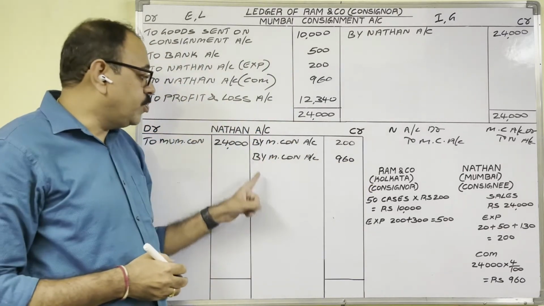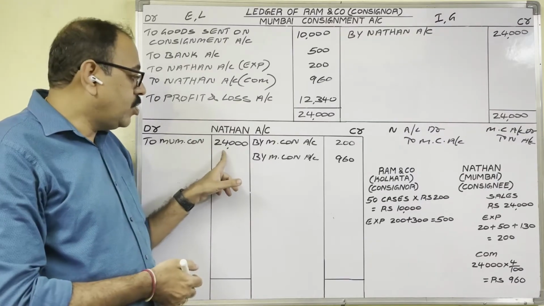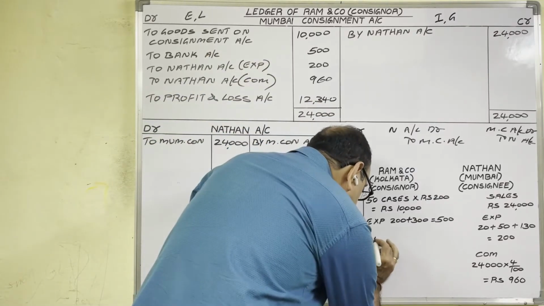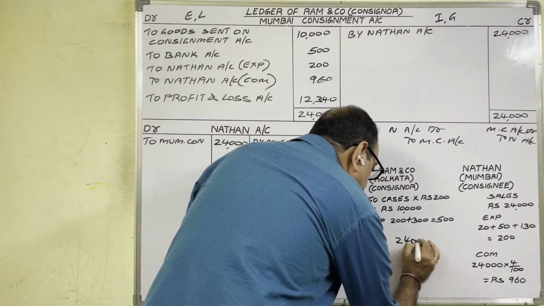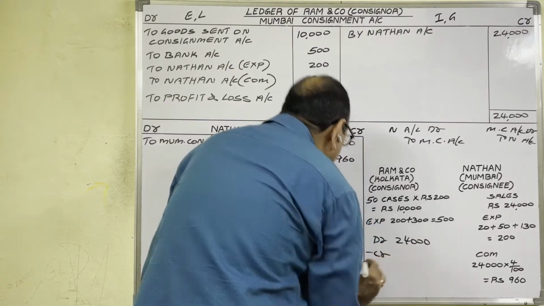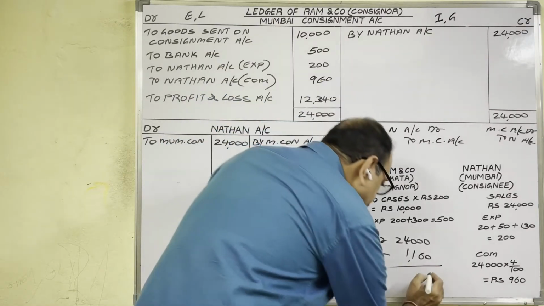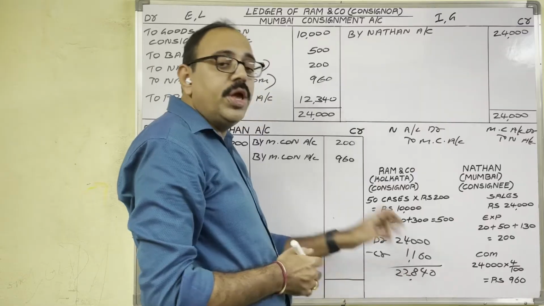All transactions we have posted in Nathan account. Finally, balancing. Debit total is more than credit total. In rough notes, find out the totals of two sides. Debit total is 24,000 rupees minus credit total 1,160. Difference 22,840. This is due amount.